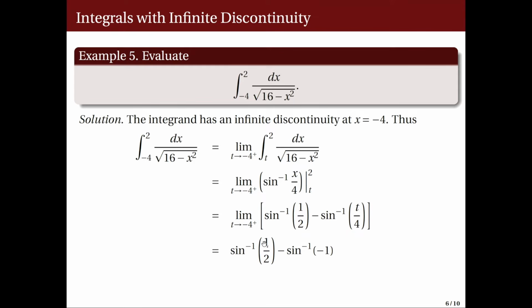Now, if we want the limit as t goes to -4 from the right, this is what we get. Sine inverse of 1/2 is constant, and as t goes to -4 from the right, this value tends to -1, and so we get sine inverse of -1. Sine inverse of 1/2 is equal to pi over 6, and sine inverse of -1 is equal to -pi over 2. This gives us 2 pi over 3. Now, because the limit exists, the value of the improper integral is equal to 2 pi over 3, so we say that the improper integral is convergent.